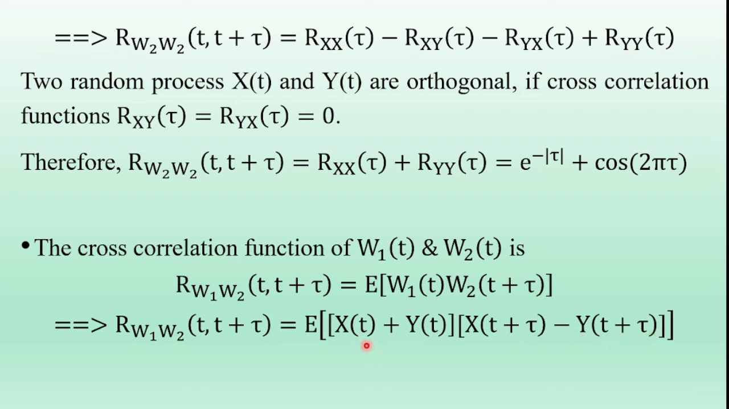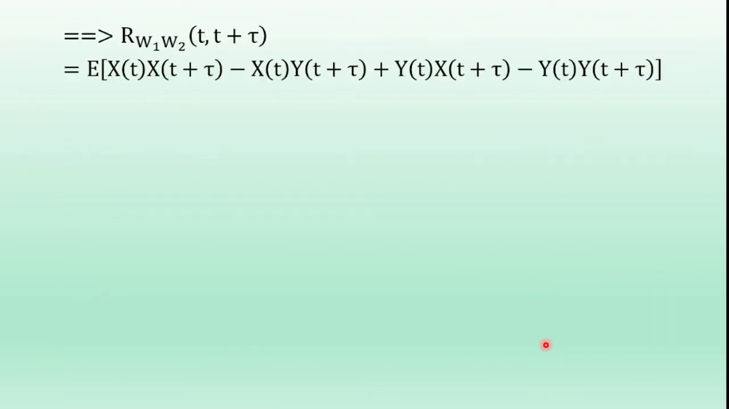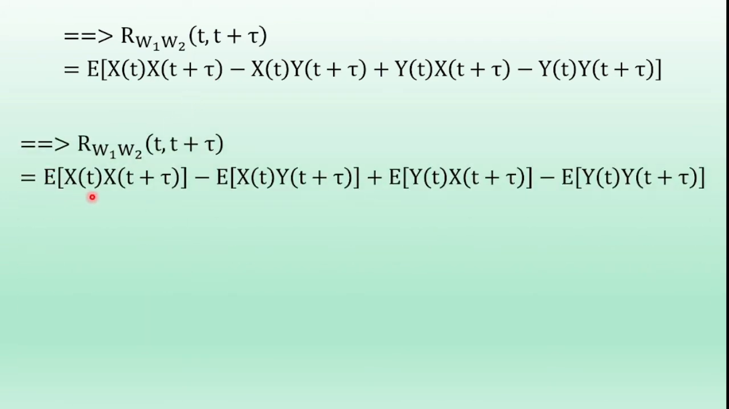Now substitute this term and this term, we get expectation of x of t x of t plus tau minus x of t y of t plus tau plus y of t x of t plus tau minus y of t y of t plus tau. And after that, on RHS side, applying the expectation property, that is expectation of x of t x of t plus tau minus expectation of x of t y of t plus tau plus expectation of y of t x of t plus tau minus expectation of y of t y of t plus tau.